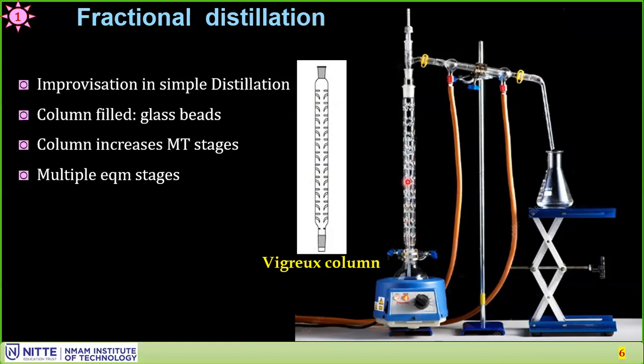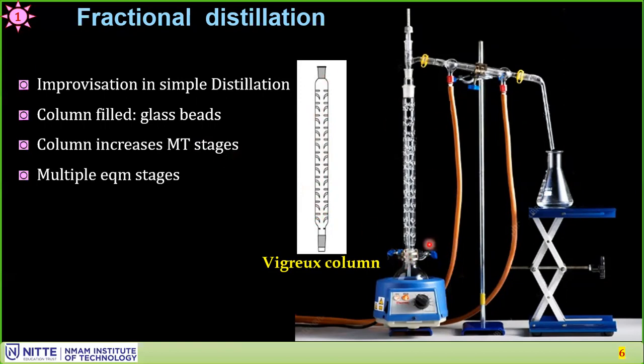That will increase the concentration of the vapor. The low volatile component which is going down, that liquid will come in contact with the vapor which has the high volatile component in it. More and more volatile component will move up along with the vapor. That is how the column increases the mass transfer stages. You have provided more surface area, and the more the surface area, the more chances of mass transfer. Mass transfer in the sense the liquid and vapor come in contact with each other.